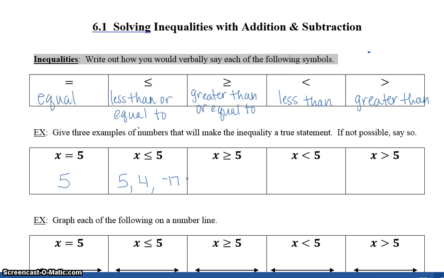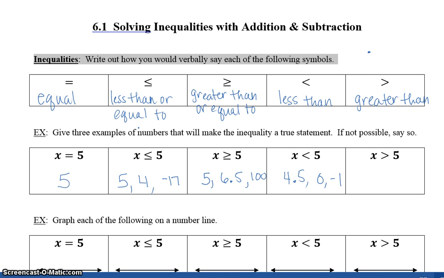The next one, x is greater than or equal to 5. So again, because it has the equal to part, we could put the 5 in there, but we could also put anything bigger. So we could do something like 6.5, 100, anything bigger than 5. The next one, x is less than 5. This one we cannot use 5 because it doesn't say equal to. We can say 5.5, however. I'm sorry, nope, this is less than. We can say 4.5 because that is less than 5. We could say 0. We could say -1. Anything that is smaller than 5 and does not include 5.